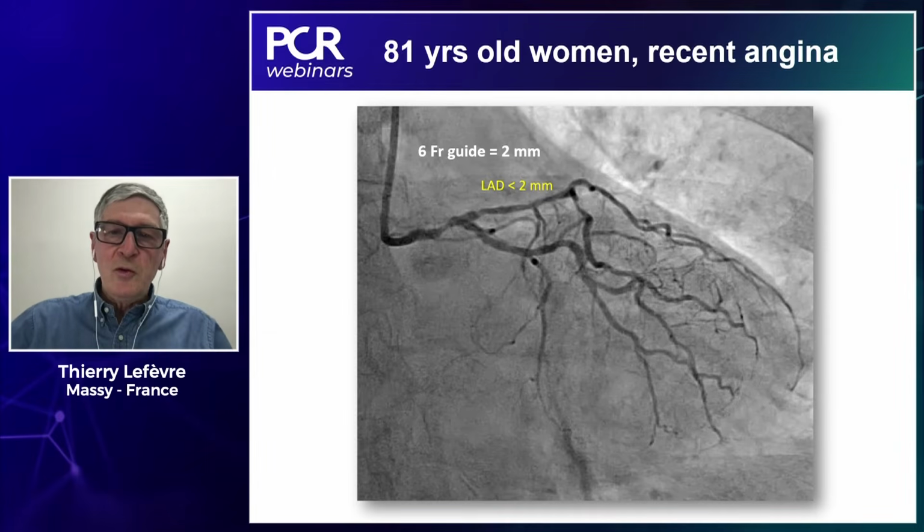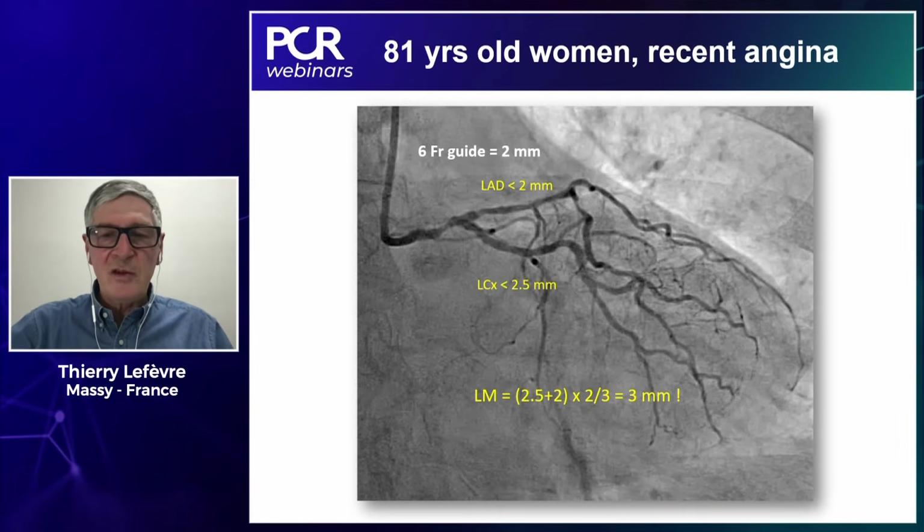So LAD about 2 millimeter or less. But of course, there is a lot of disease. The circ is about 2.5. So if you make a calculation to see what should be the correct size of this left main, it's about 3. So it's very small. So I think maximum could be 3.5. And IVUS is not very useful because there is a lot of concentric enlargement of the elastic membrane, and then you don't know exactly what is the size.